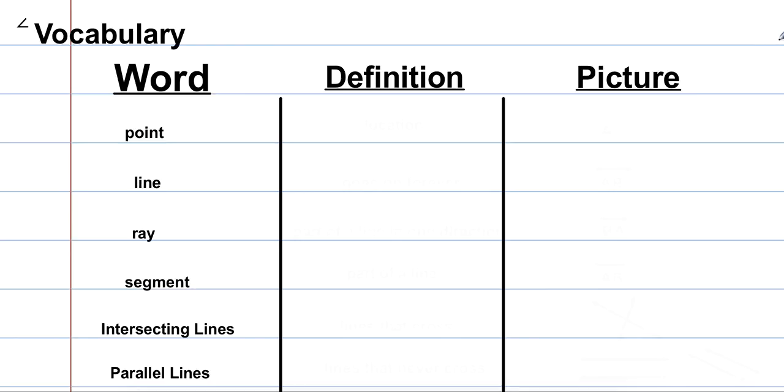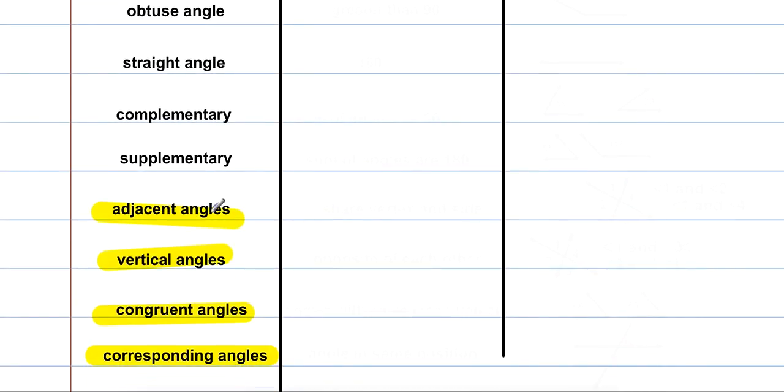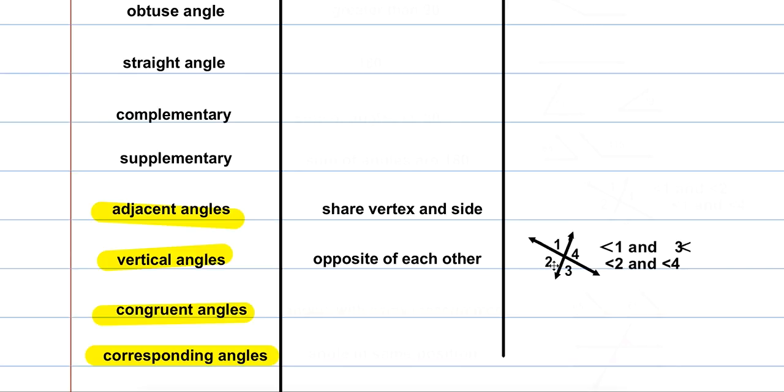So let's go back down here and get vertical angles. Vertical angles are opposites of each other. So when you have intersecting lines, the ones directly opposite are of the same measurement. And when two angles have the same measurement, they're called congruent.